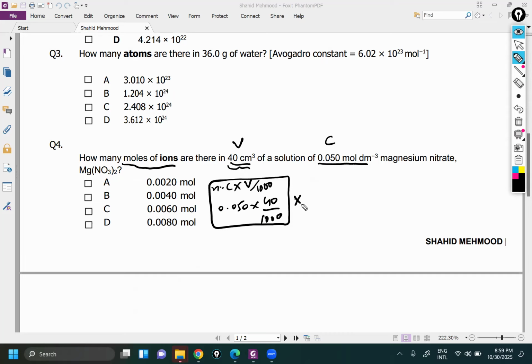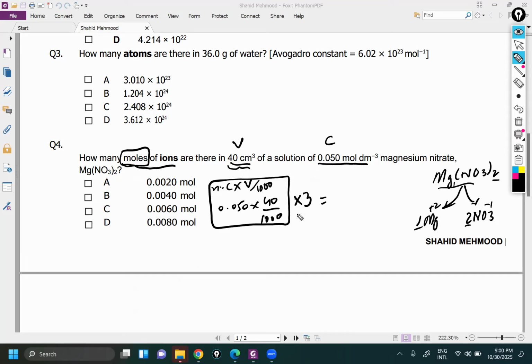Then times, in this case, they are asking only the moles of ions. So I told you in the start that box number 1 and box number 3, the middle box will be skipped. Now this is magnesium nitrate. The formula is given to us. When it dissolves, you can see from the formula, there is 1 magnesium ion and nitrate ion NO3 minus 1 are 2, here 2. So total number of ions are 3, so times 3. So 0.05 times 40 divided by 1000, times 3.